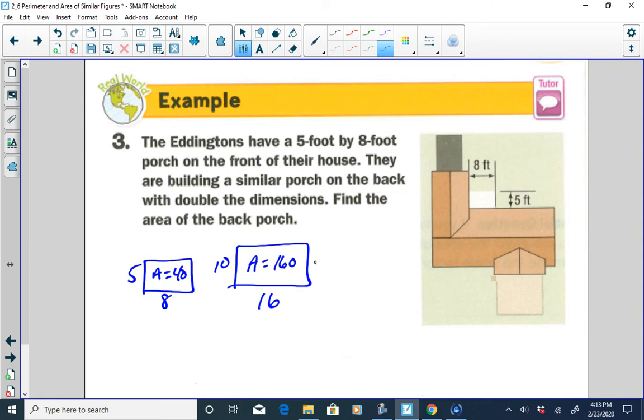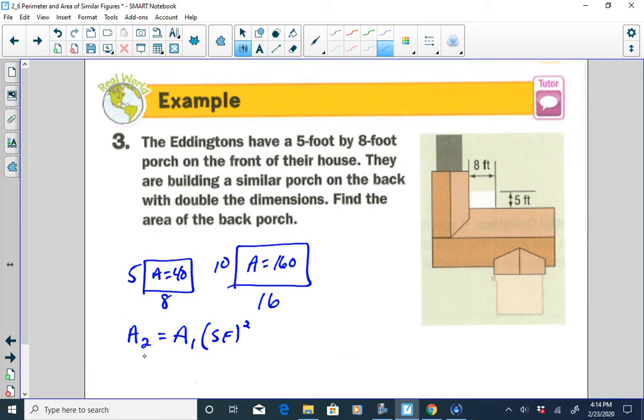And we want to find the area of the back porch. So I know the area of the back porch would be 160 square feet. But we want to use that rule, right? So let's pretend we didn't draw the picture here and I'm using my rule. Our rule says that area 2 is equal to area 1 times the scale factor squared. How's that going to look here?